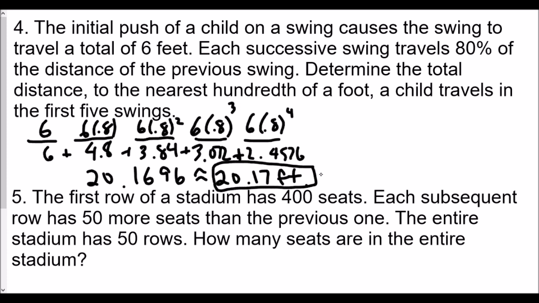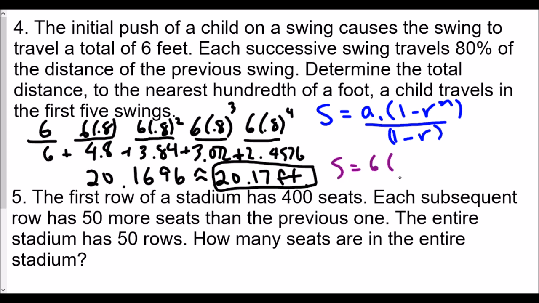And this technique is totally okay. I'm okay with this. But there is a faster way. In this case, we use our sum of a geometric series formula. Sum is equal to A1, the first term, times 1 minus r raised to the nth power, the number of terms, all over 1 minus r. So on a calculator, we enter the following. Our sum would be 6 times open parenthesis 1 minus 0.8 to the 5th power, close parenthesis, divide by, open parenthesis, 1 minus 0.8.